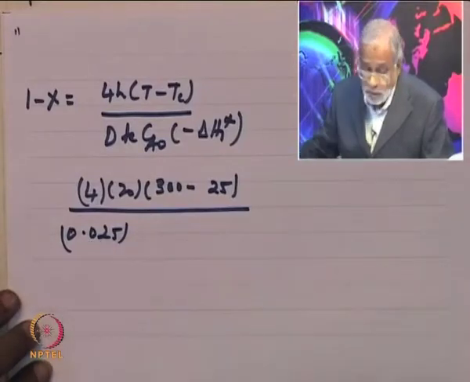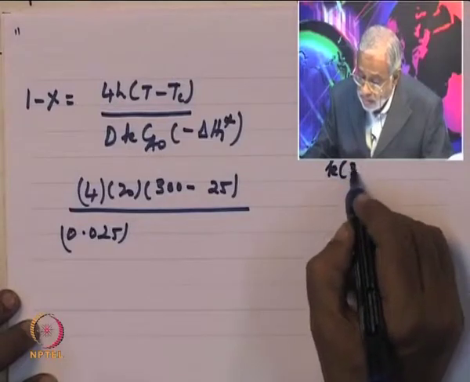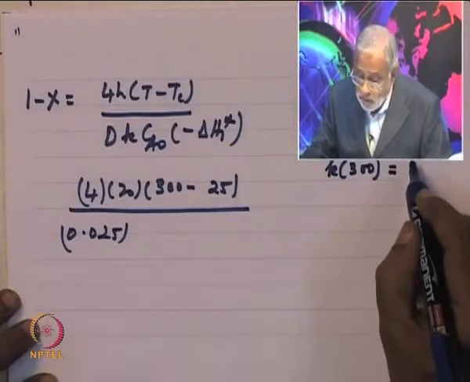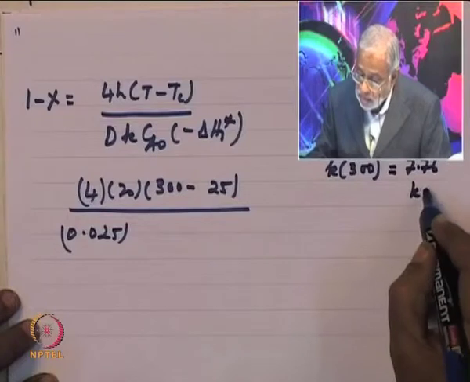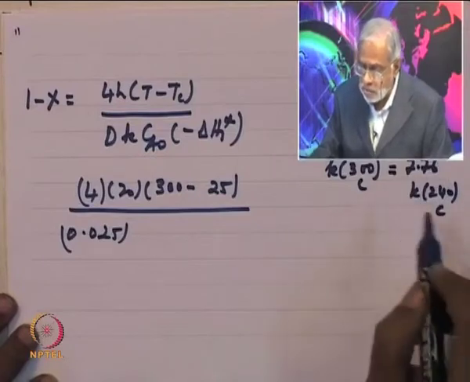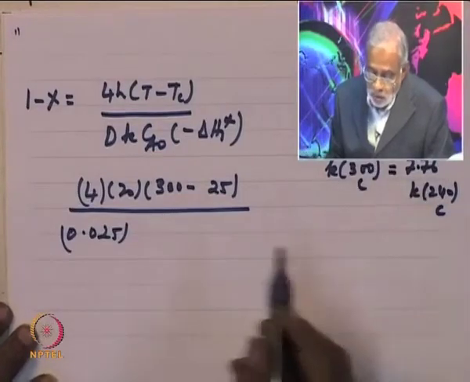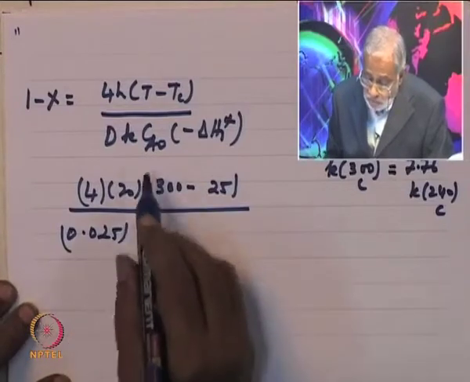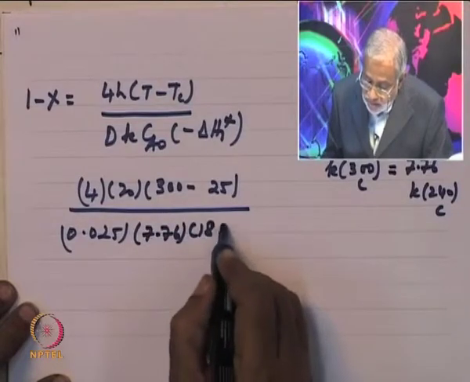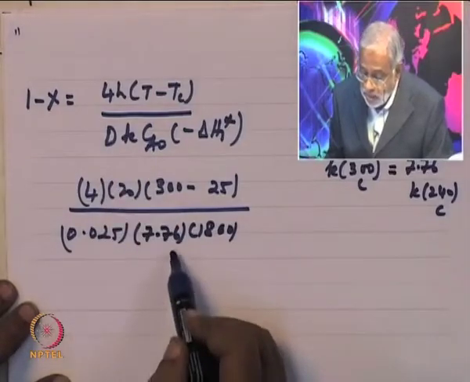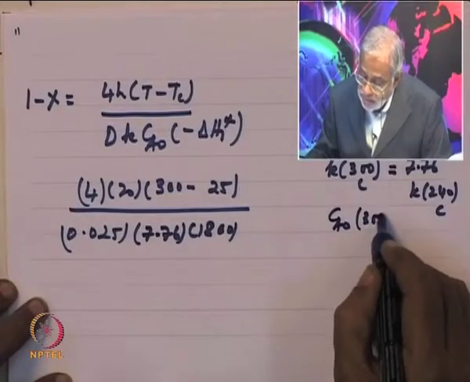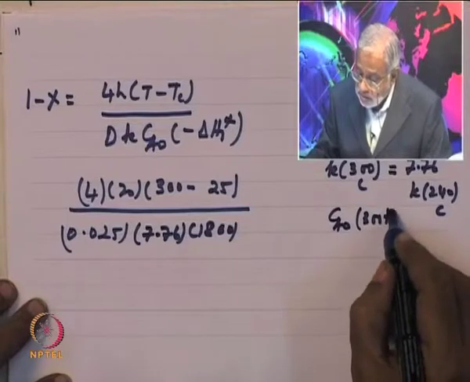K value corresponding to 300, we have to calculate K at 300. Of course, since the activation energies are known, I have just written down the number. K at 300 is 7.76 times K at 240. This is C, 240 C. I will not calculate this because it's quite obvious. So, I am just putting down the numbers. Since the activation energies are known, you can do all these things yourself. Okay. So, we have 0.025, and then this is 7.76 times 1800, that is K value. Okay. So, you got D, you got K, then you got CA0 corresponding to 300, CA0 at 300 Kelvin, sorry, 300 C, not Kelvin, 300 C.